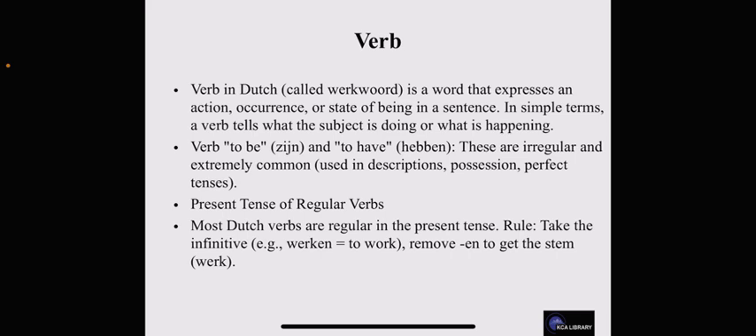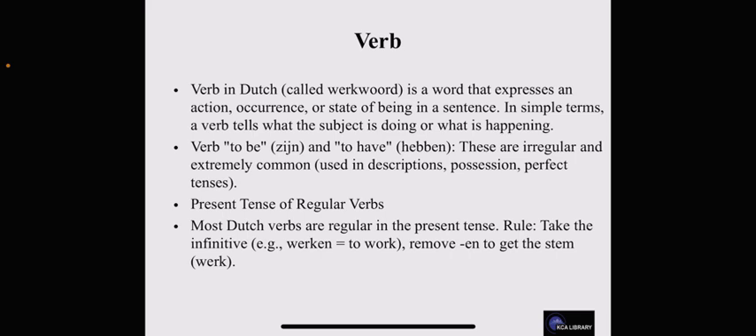Verb. A verb in Dutch, called werkwoord, is a word that expresses an action, occurrence, or state of being in a sentence. In simple terms, a verb tells what the subject is doing or what is happening. The verbs to be, zijn, and to have, hebben, are irregular and extremely common, used in descriptions, possession, and perfect tenses.